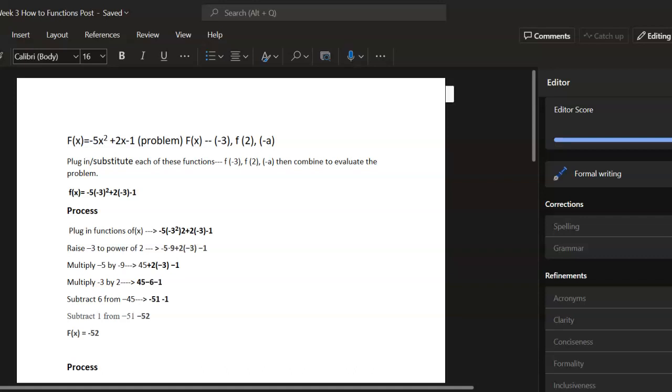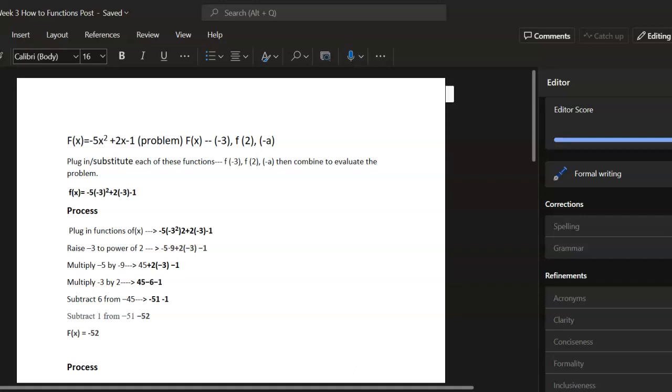And then for the next step, we're going to raise negative 3 to the power of 2, which is basically multiplying negative 3 by itself, and then we get 9. And then you multiply these to get 45, because a negative times a negative is a positive. And then we get 45, this is the result over here.